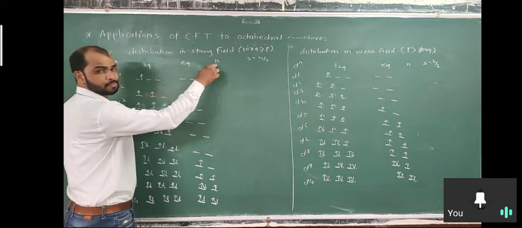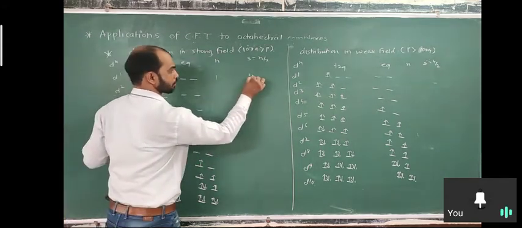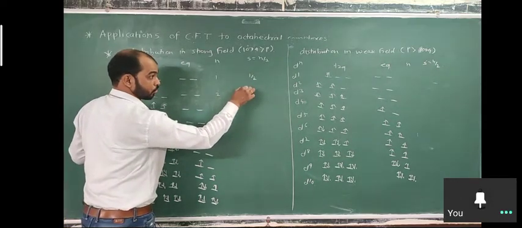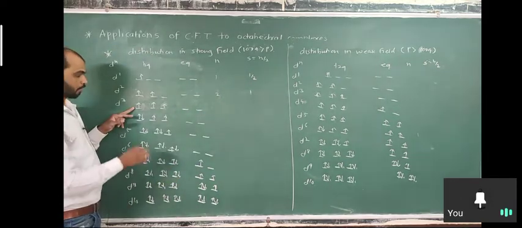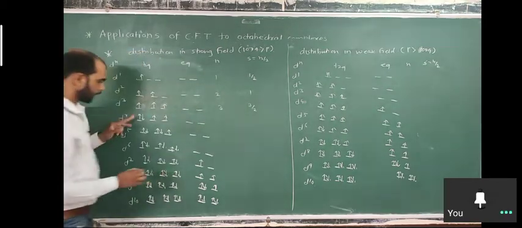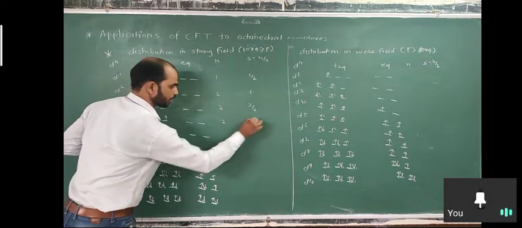How many N, means number of unpaired electrons? It is 1. So value is 1 by 2. How many unpaired electrons? 2. So value is 2 by 2, means 1. Here how many unpaired electrons? 3 unpaired electrons. So value is 3 by 2. Here how many unpaired electrons? 2 unpaired electrons. Value is 1.